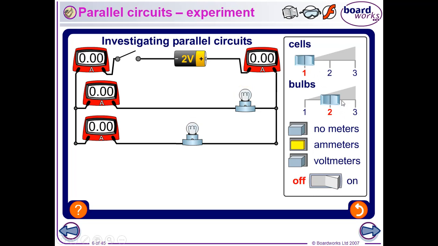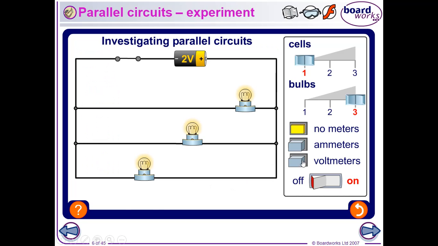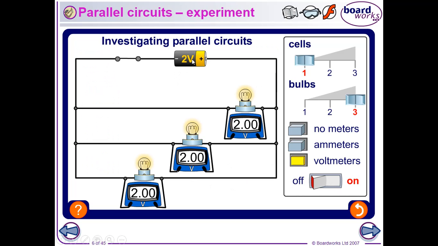If I add another bulb, we'll see brightness is still the same, but now I have more current flowing through the cell. I've got the current splitting, 0.3 amps goes through each of the bulbs. If I put voltmeters in, those 2 volts from the cell, I've got 2 volts going through each of the bulbs. So what's going to happen if I add more cells?